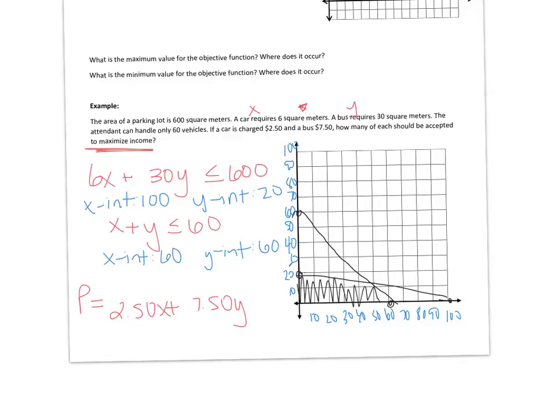And so I need to know the vertices of this feasible region. So here's one, that's an easy one, that's just (0, 20). Here's one, that's (0, 0), (60, 0). But I need to know this, and I need to know that exact point. It looks like (50, 10). So you could plug in (50, 10) and see if that works.